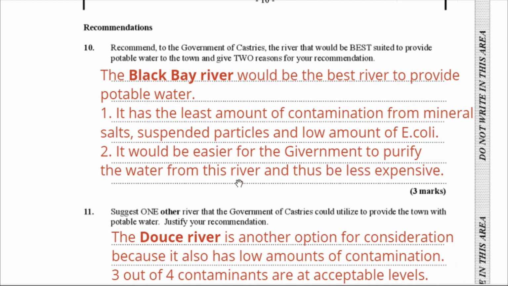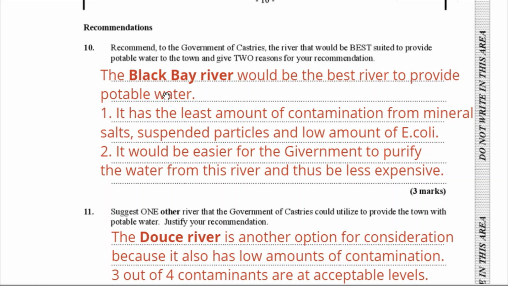So question 10. Recommend to the government of Castries the river that would be best suited to provide potable water to the town and give 2 reasons for your recommendation. So it is what you think. Based on the results that are given, from the table and all of that, you can then give reasons for why you would recommend that this particular river would be best suited for potable water.